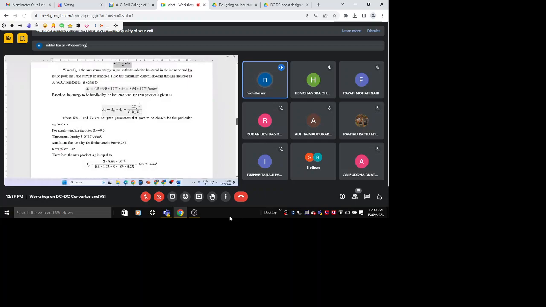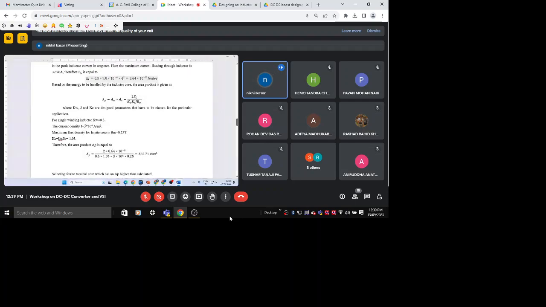Here we are designing for a single winding, Kw is 0.3, and the current density is 10 raised to 6. If everyone is not clear about this parameter, current density is nothing but the value of current flowing per unit area. That is why we have taken the ratio of the value of current to meter squared, ampere per meter squared. So that value for a ferrite type of core is a constant, 3 into 10 raised to 6 ampere per meter squared.